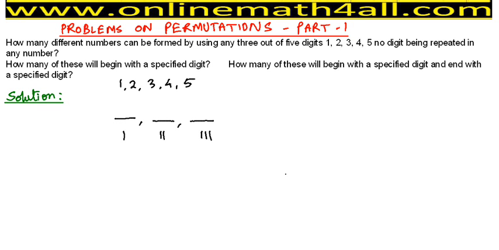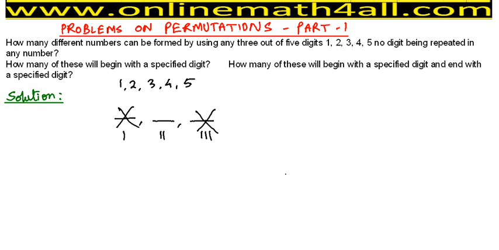In the third part of the question, how many of these will begin with a specified digit and end with a specified digit? That means we are going to start with a specified digit and also end with a specified digit. So the first and last places are already filled up with 2 digits out of the given 5 digits. I hope now the students will be able to understand why I am not going to fix any digit at the first and third place, because the first place and last place are both filled with the specified digits.